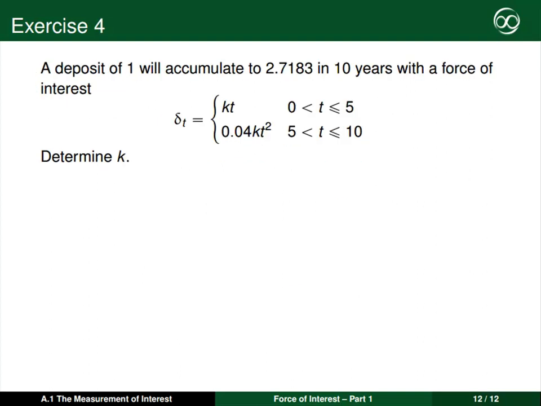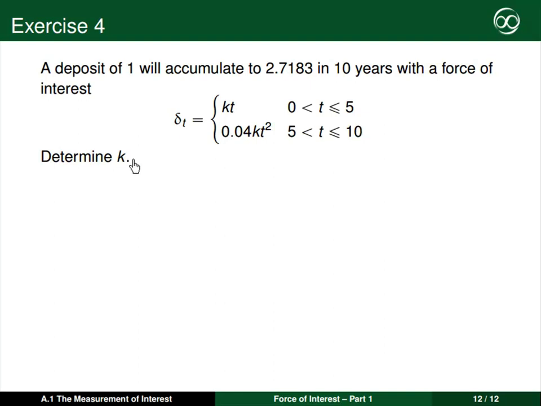This is exercise 4, and it's a little bit harder, but go ahead and pause the video and try it for yourself. Okay, so it says a deposit of 1 will accumulate to 2.7183 in 10 years. So if I deposit 1 now, in 10 years I'll have $2.7183. With this given force of interest, determine k.